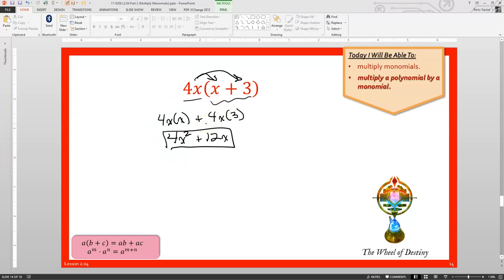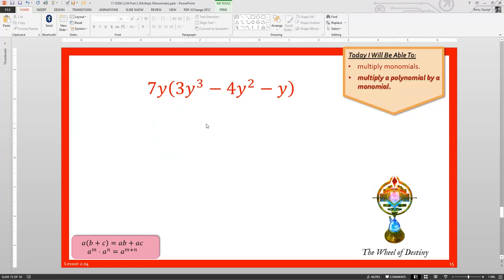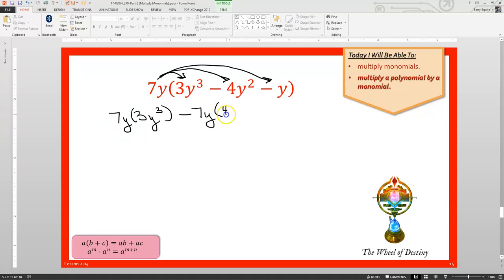Let's try another one. We actually didn't really need to use the product of powers property too much on that one. This one we might. So again, start by distributing. Lots of arrows. 7y times 3y cubed minus 7y times 4y squared minus 7y times y.